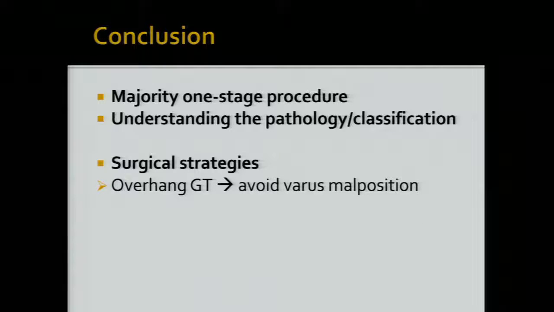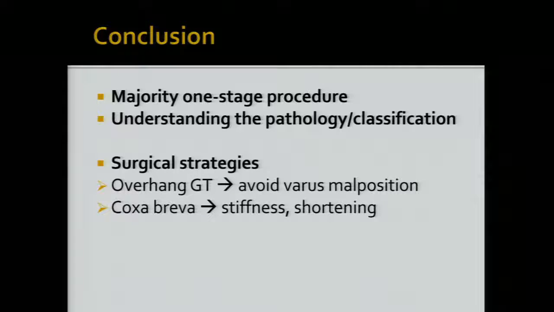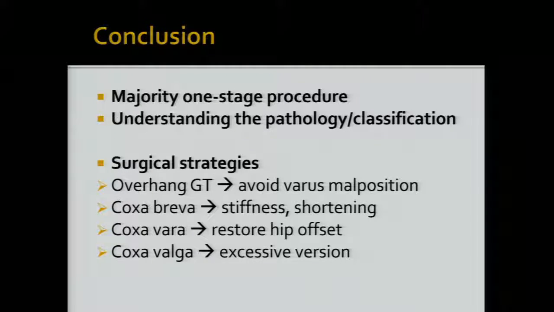In the troch overhang, you need to avoid varus malposition of the stem. Coxa vira, the hip is stiff and shortened. Coxa vara, the hip offset will be an issue. Coxa valga, you are facing a version problem.